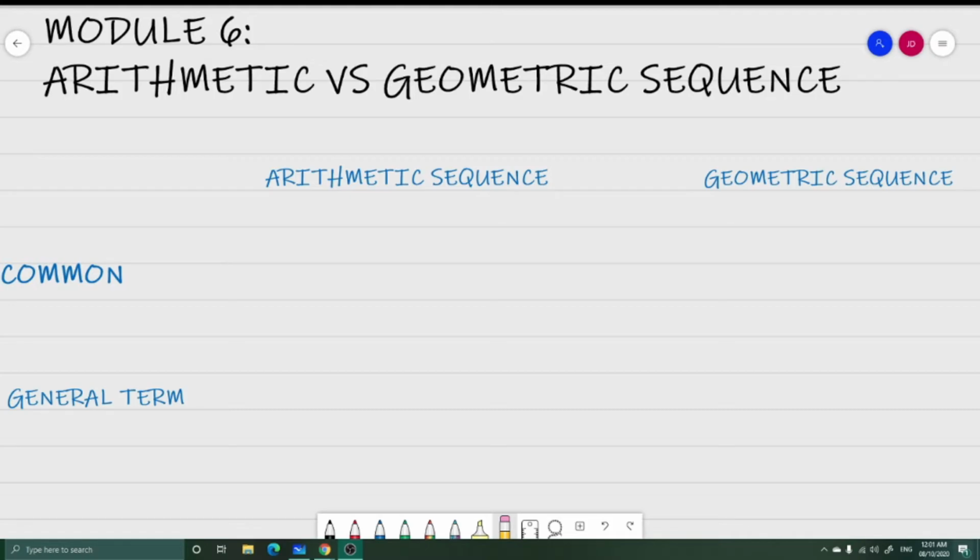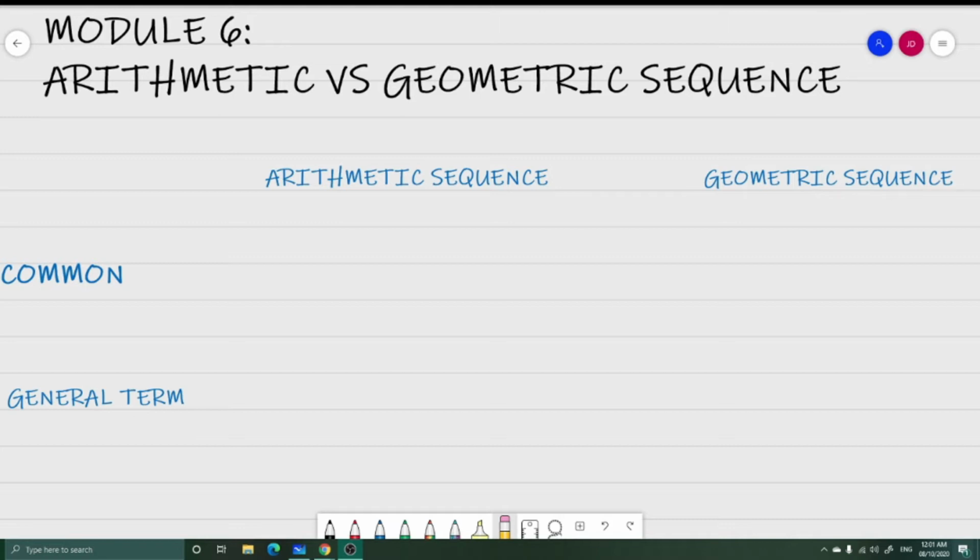This is our discussion for Module 6, Arithmetic versus Geometric Sequence. Now, by the end of this discussion, ang atong target is that ma-differentiate ninyo kung ang given nga sequence is arithmetic or geometric. Okay, let's start.